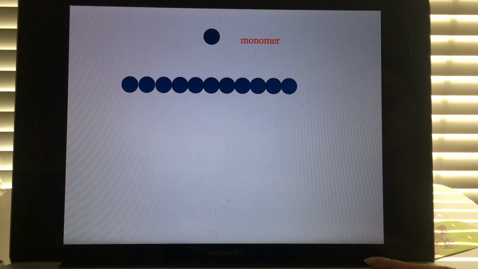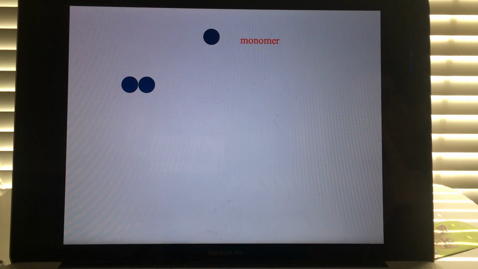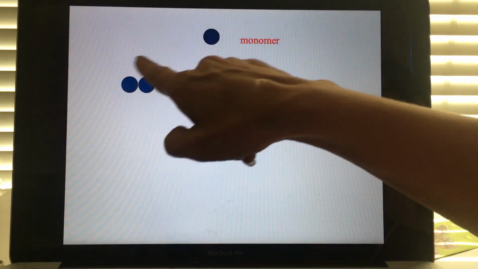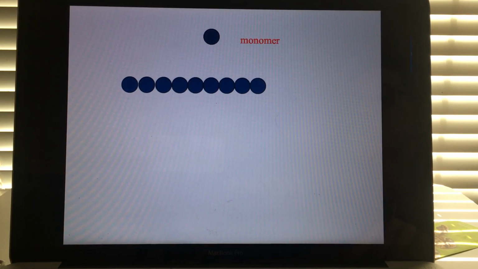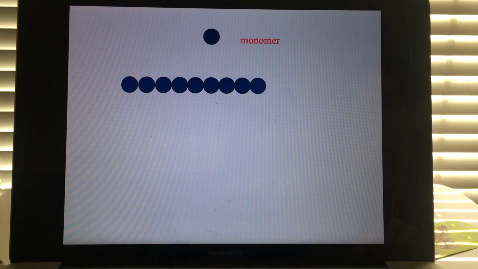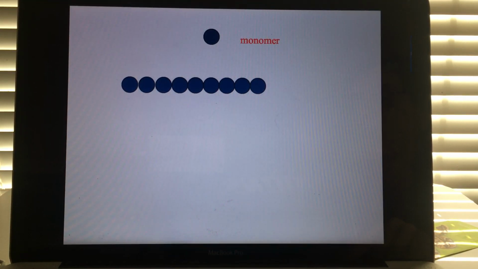Now, this isn't actually in the notes, but if you have 2 of them, it's a dimer. So mono means 1. The prefix di means 2. So this would be a dimer. And then now you have your polymer. Now, monomer, dimer, and polymer are general terms that can really apply to all kinds of molecules that are organic.